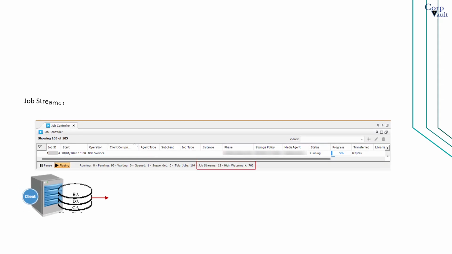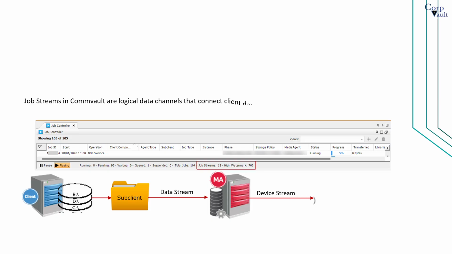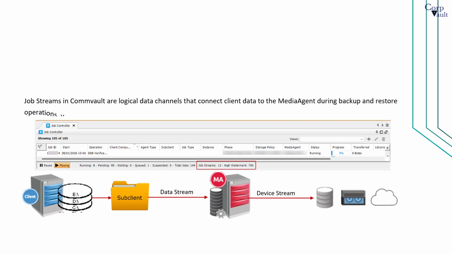Job streams in Commvault are logical data channels that connect client data to the MediaAgent during backup and restore operations. You can also say they are network streams running from the client to the MediaAgent. They play a critical role in determining how data is transferred, processed, and written to storage media. They also represent the parallel data transfer operations for a backup or restore job.